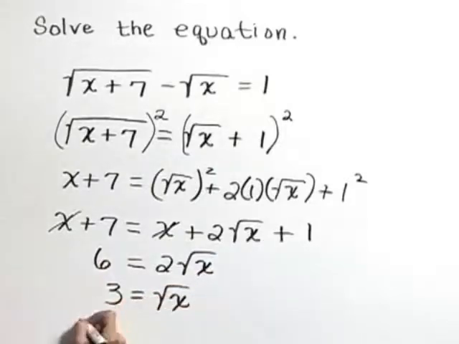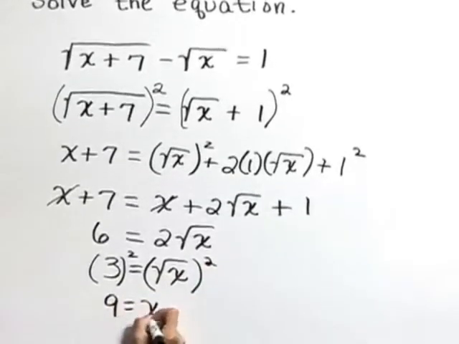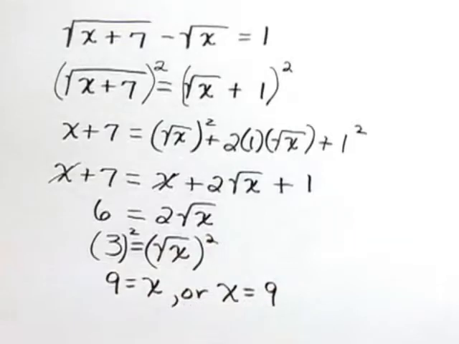And now let's square both sides again. So 3 squared is equal to the square root of x squared, or 9 is equal to x. Or you might write that x is equal to 9. We have one possible solution. Let's check it in the original equation.